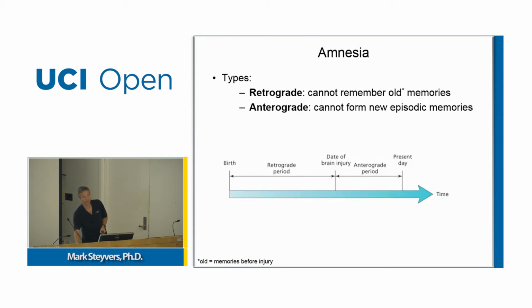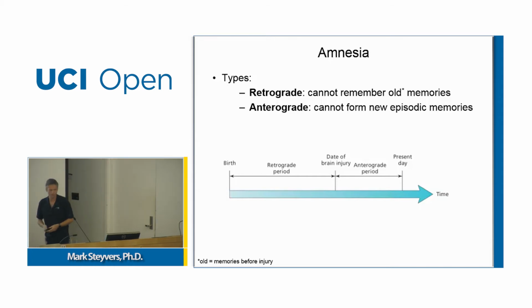That's the anterograde period. So in both cases, we might be talking about trouble retrieving things from the past. So suppose this is the present day. But what matters is not where the present is. What matters is when was the trauma or injury, and are you impaired for the period before or after the trauma? That makes the distinction between retrograde and anterograde amnesia.